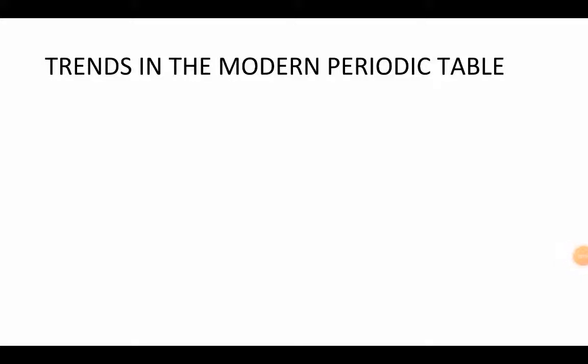Hello everyone. So in today's tutorial we are going to discuss the next topic of chapter 5 of class 10, that is the trends in the modern periodic table. So over here the very first term that we are doing is the trends. Now what do we mean by trends?